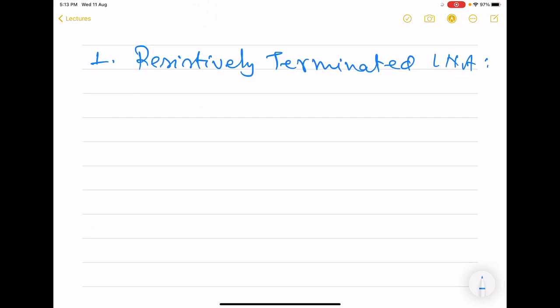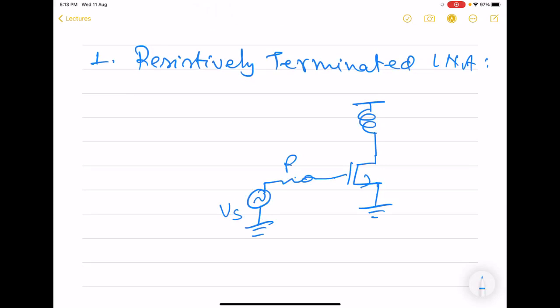And it's a circuit without complete biasing. We are not showing all the biasing elements involved. So here VS is a signal, for example, a sinusoidal source. So here we have signal source with internal resistance equal to RS.